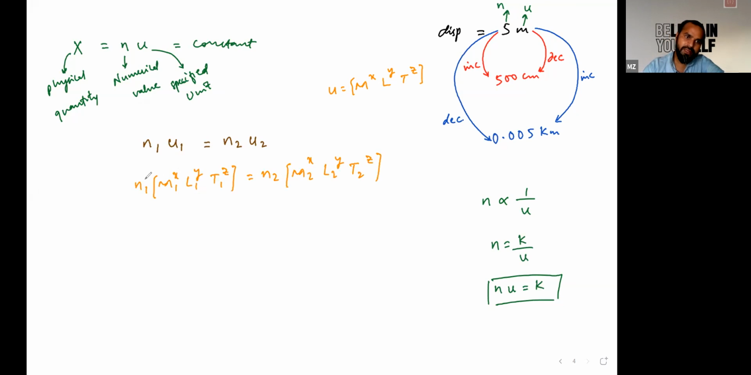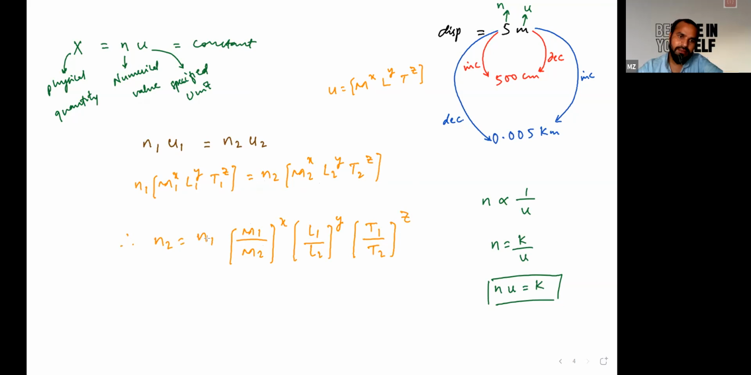So we have to convert the value of N1 into the value of N2. So we have to remove N2 from this equation, bringing this whole part to the other side. So what are we left with? N2 is equal to N1, and on bringing it to the other side, it will move to the denominator. So it will be M1 over M2 whole to the power X, similarly L1 over L2 whole to the power Y, and T1 over T2 whole to the power Z. So I've just defined a formula to convert one system of unit into another.